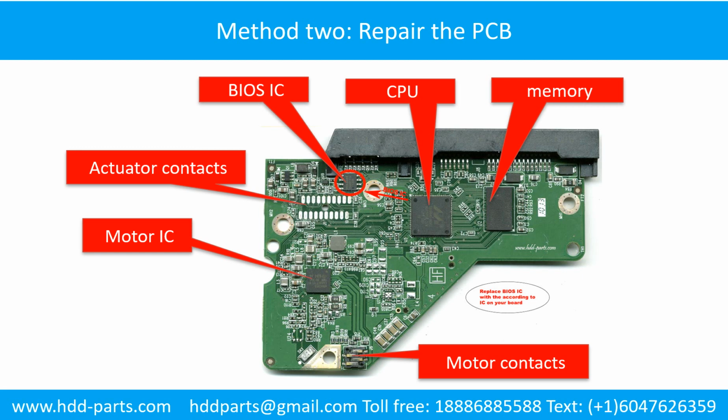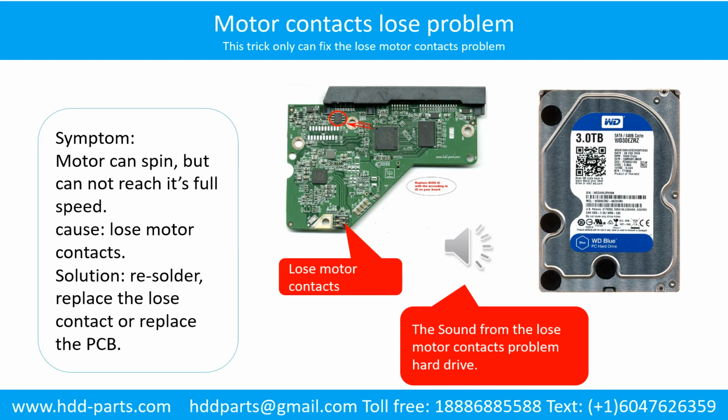This picture shows the basic components on the PCB board. The most vulnerable parts on the PCB board are the power supply circuit and motor IC. Motor contacts loose problem. Symptom: the motor can spin but cannot reach its full speed. Cause: loose motor contacts. Solution: resolder, replace the loose contacts or replace the PCB.